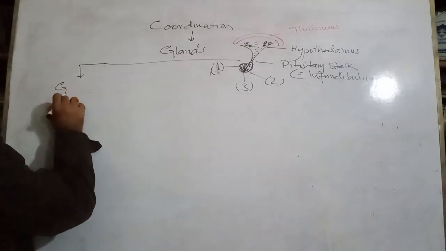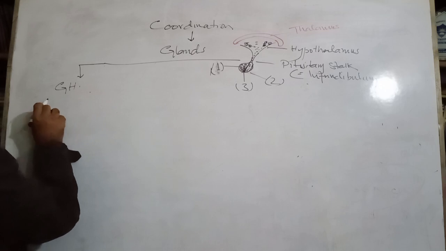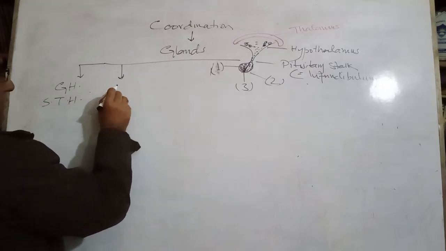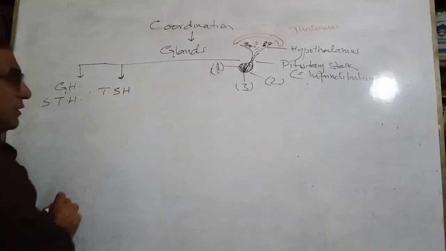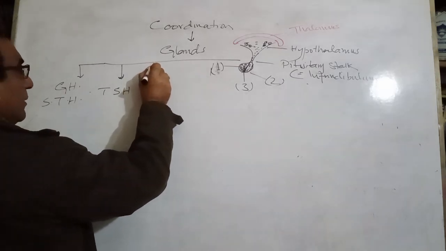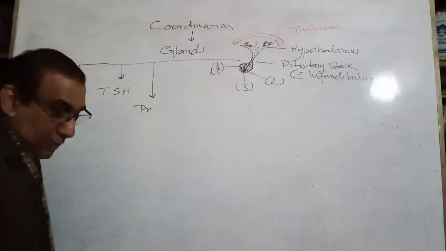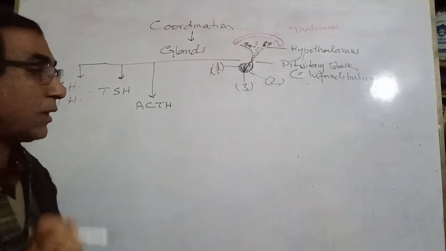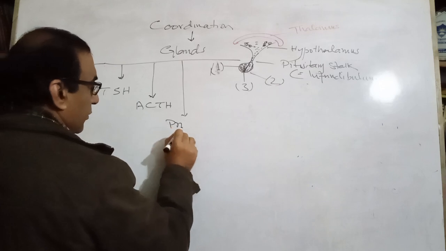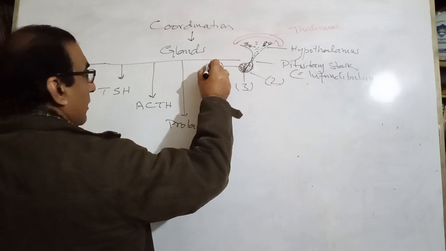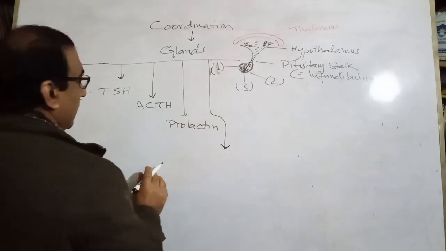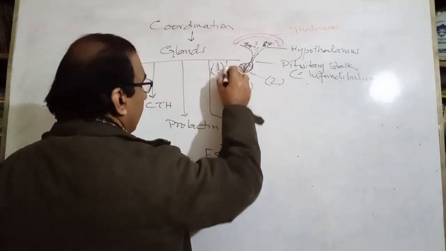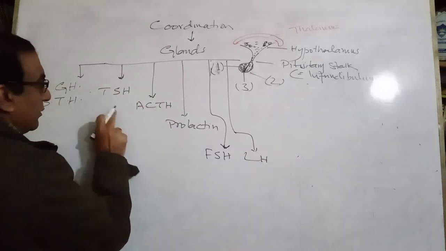Number 1, growth hormone, also known as somatotropic hormone, STH. The second hormone is thyroid stimulating hormone, TSH. The third one is ACTH, adrenocorticotropic hormone. And the fourth one is prolactin. Next is FSH, and the next is LH. 1, 2, 3, 4, 5, 6.